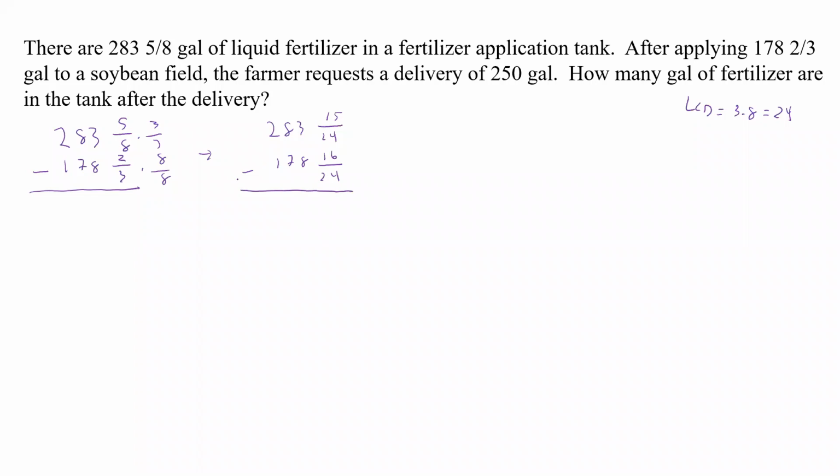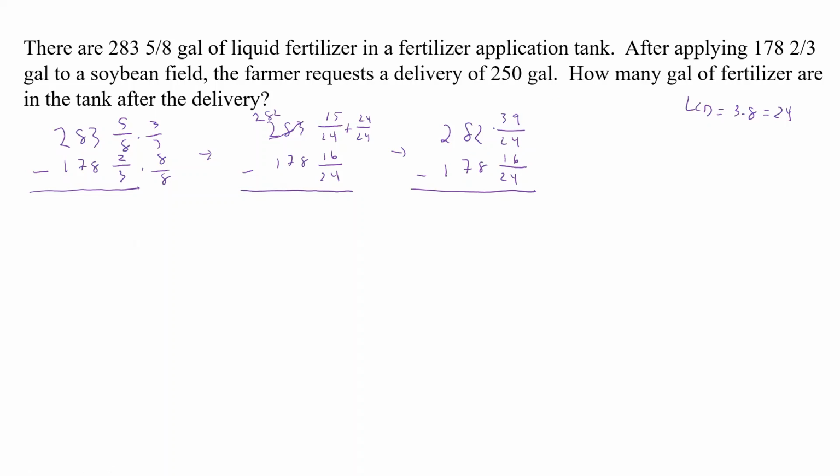And as I said, with subtraction, you usually end up having to borrow. So we're going to have to borrow here. That's going to give us 282. We're going to add 24 over 24 because we borrowed one here, so we have to add it here. And so that gives us 282, and 15 plus 24 is going to give us 39 over 24 minus our 178 and 16 over 24.